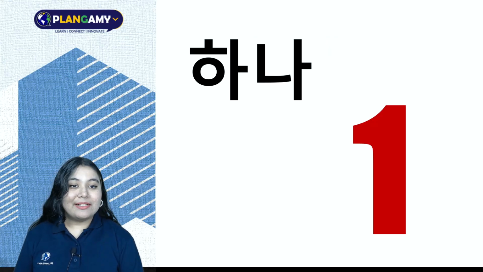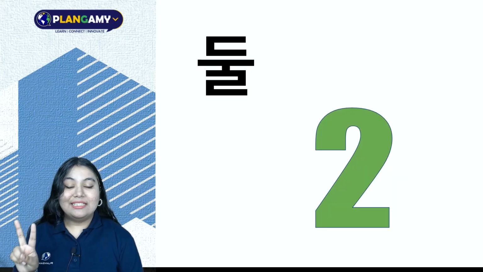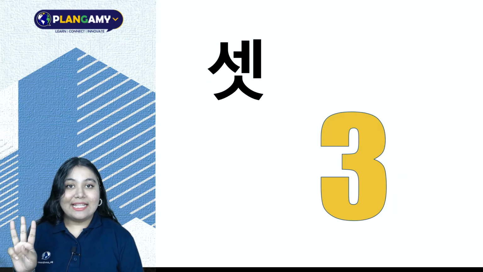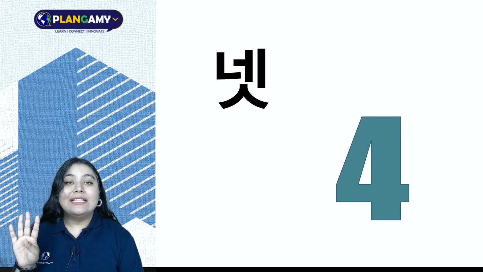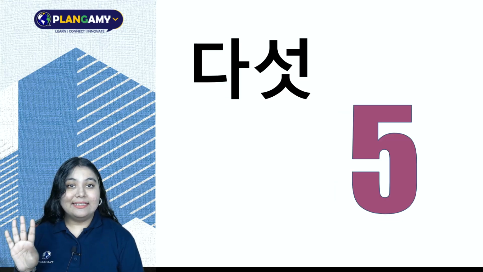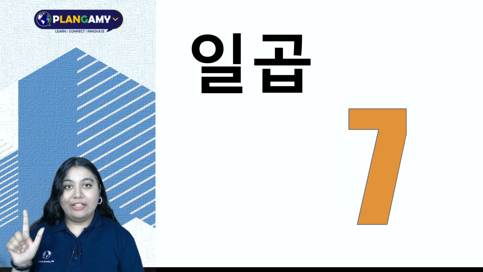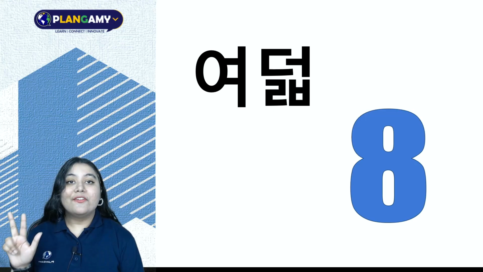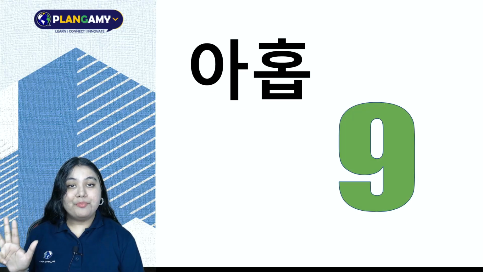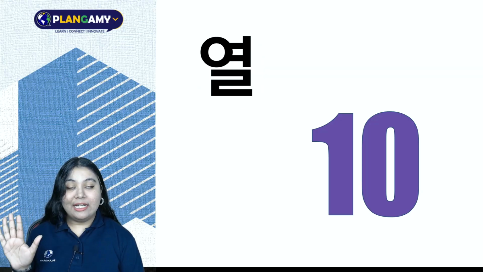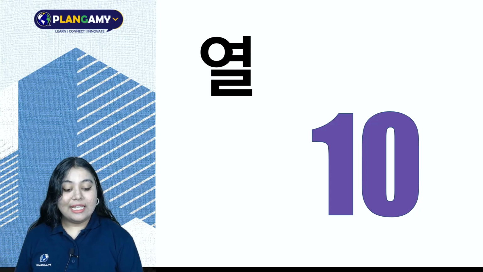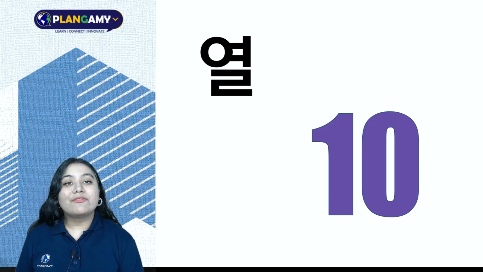Let's repeat the numbers. 하나, 둘, 셋, 넷, 다섯, 여섯, 일곱, 여덟, 아홉, 열. So, we just saw numbers from 1 to 10.